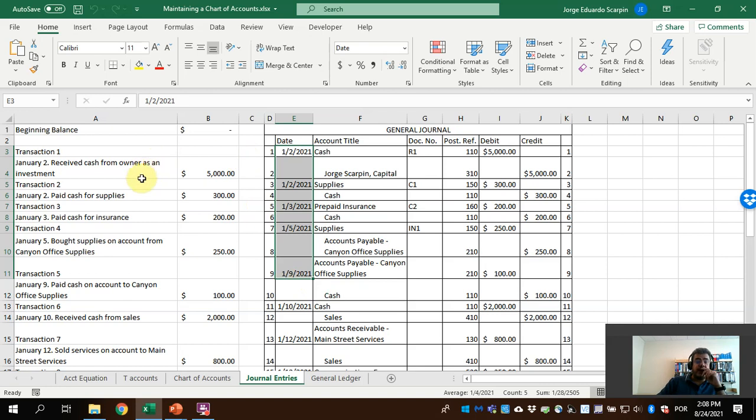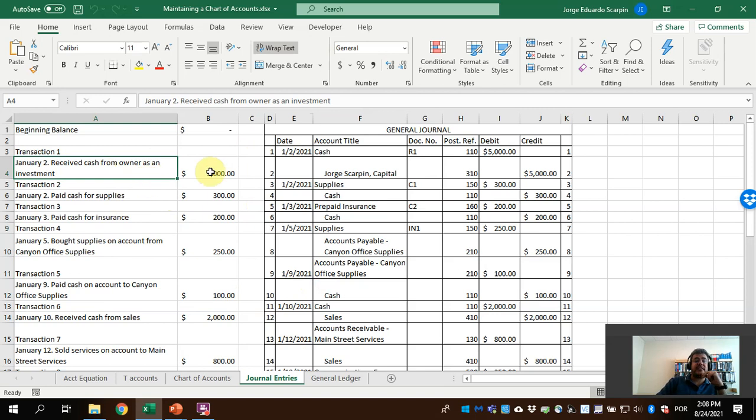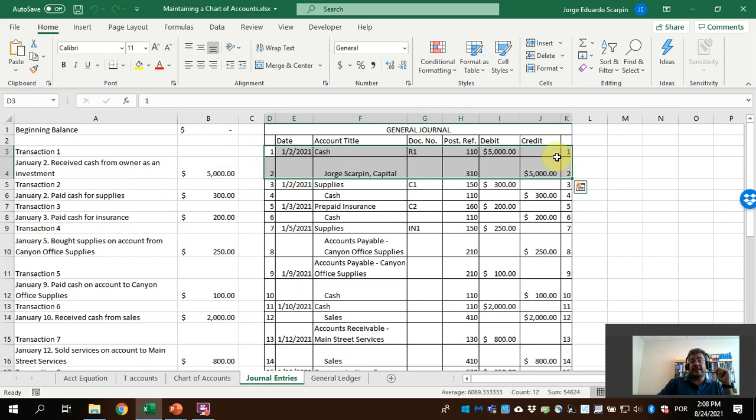Let's do the first one. January 2nd, receive cash from owner as an investment. Let's work with this transaction. First one, cash, and Jorge Scarping, Capital. So the first one, cash, account number 110.